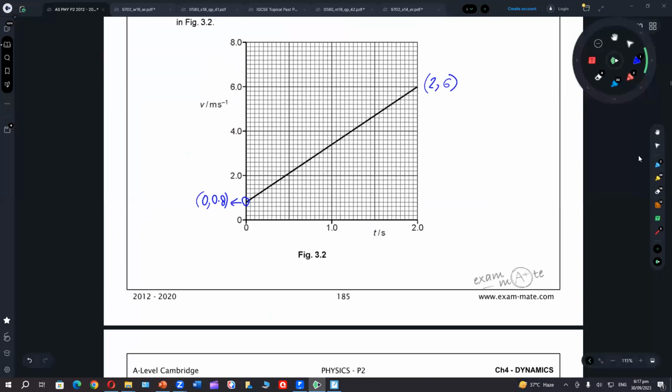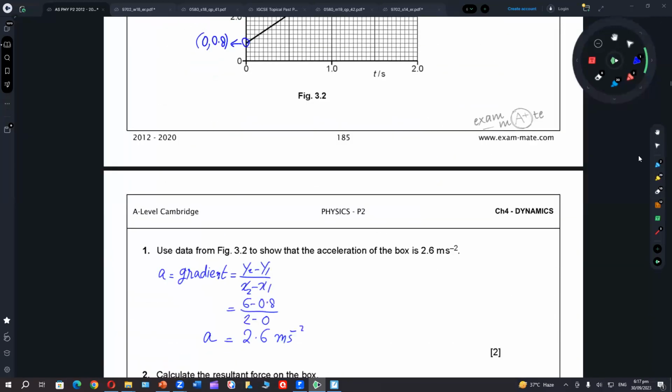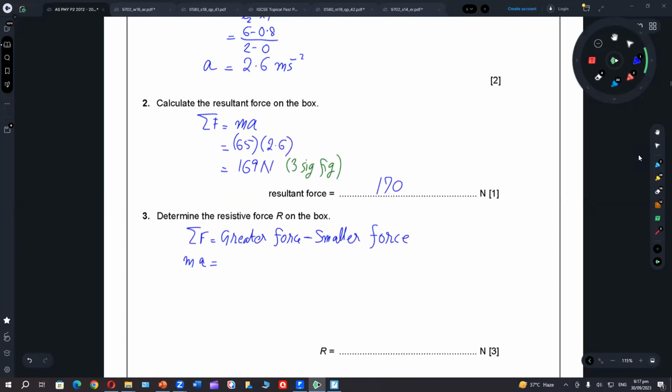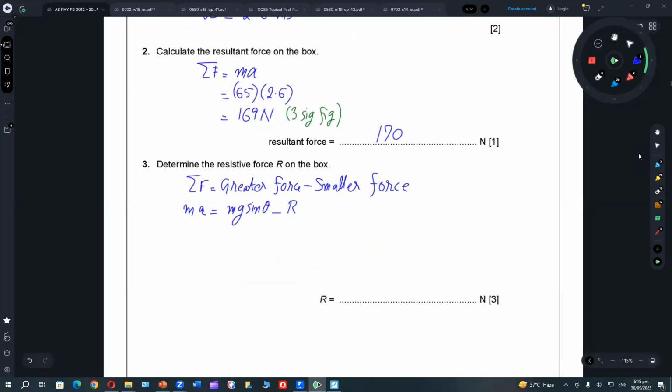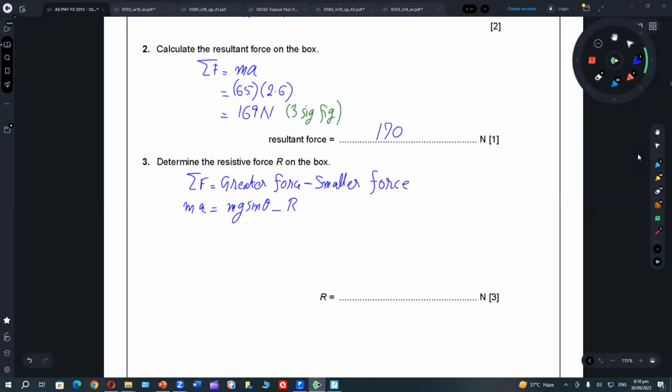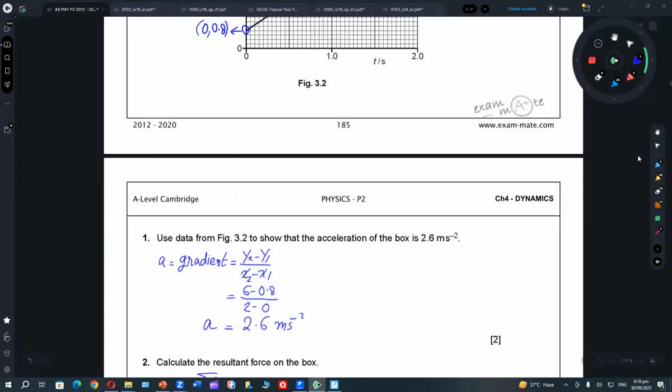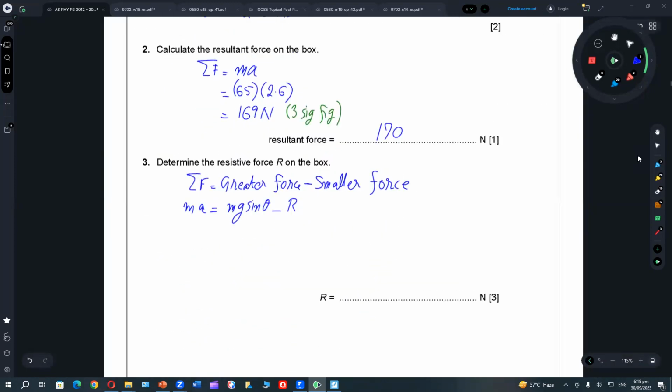If the object is slipping down, then mg sin theta would be the greater force, minus the resistive force. Mass is 65, acceleration is 2.6. We can put 169 also directly here because we have the final form there.